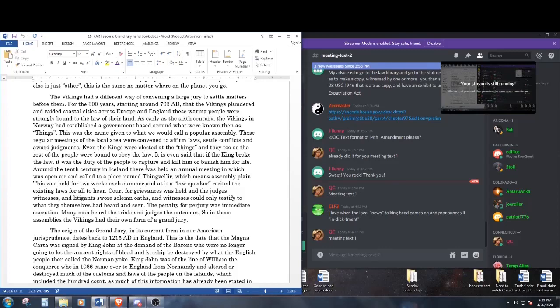This was held for 2 weeks each summer, and at it, a law speaker recited the existing laws for all to hear. Now notice, that's all spoken. That's all law spoken by oration. That's real law when you speak the law. When you write down the law, that's technically a dead form. Just to make a note here, in Roman civil law still, the highest form of law is spoken. It's not written, it's spoken.